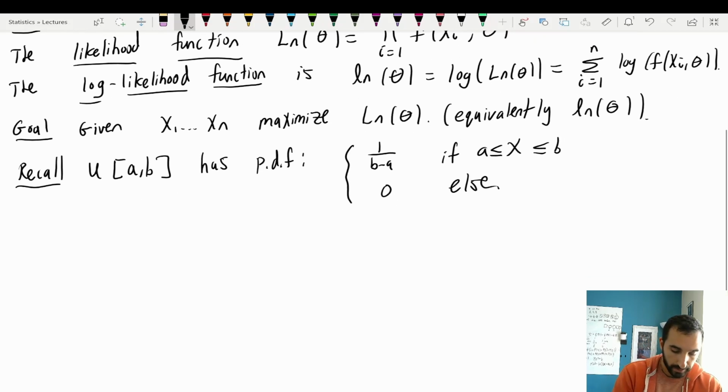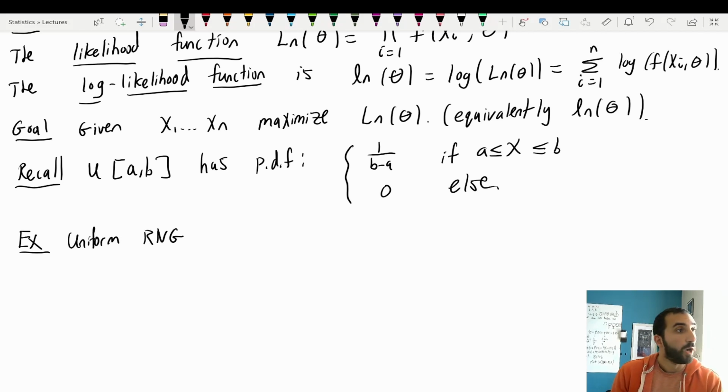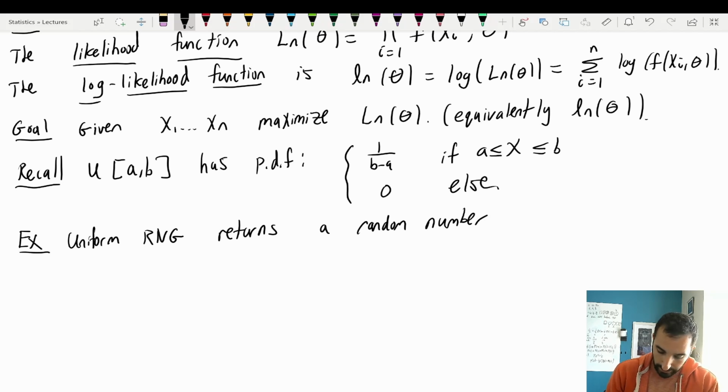So with this in mind, here's an example. So we have a uniform random number generator which returns a random number uniformly in an interval AB closed.